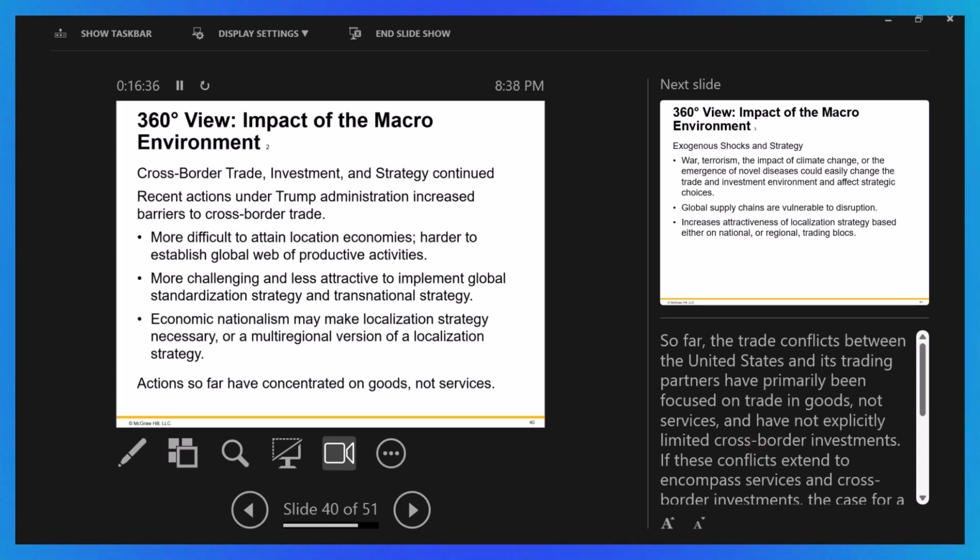Cross-border trade, investment, and strategy continued. We have recent actions under the Trump administration to increase barriers to cross-border trade. More difficult to attain location economies, harder to establish a global web of productive activities. More challenging and less attractive to implement global standardization strategy and transnational strategy. Economic nationalism may make localization strategy necessary, or a multi-regional version of a localization strategy. Actions so far have concentrated on goods, not services.